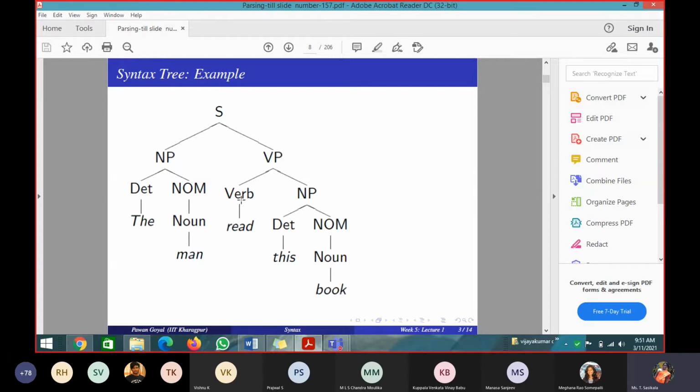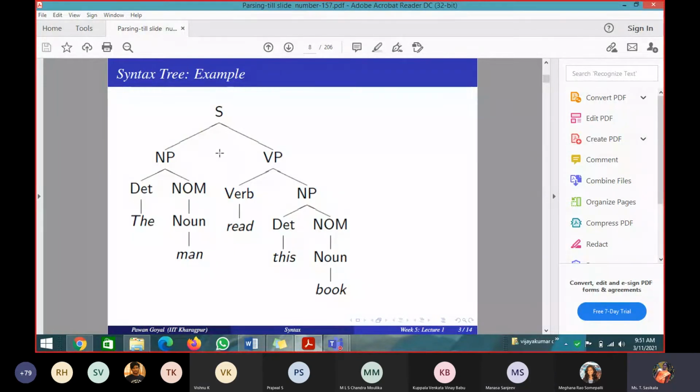Okay, but the verb read comes before the noun phrase, and I have a word called read and that is a verb. So we have a verb before a noun phrase. So the verb and the noun phrase together form what? Verb phrase. So this verb plus a noun phrase forms a verb phrase. So this noun phrase and verb phrase form what? The sentence. Good.